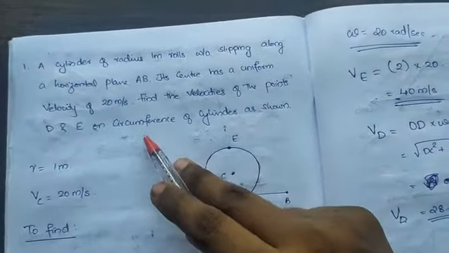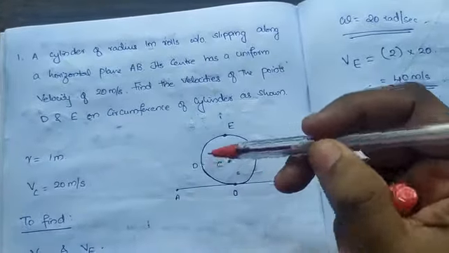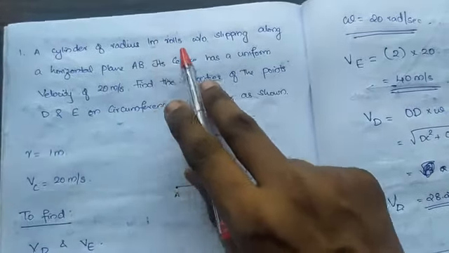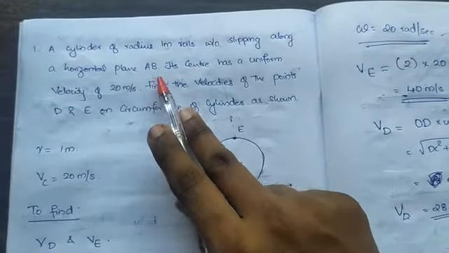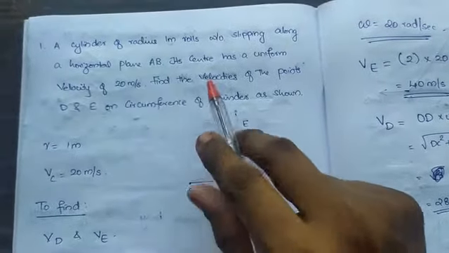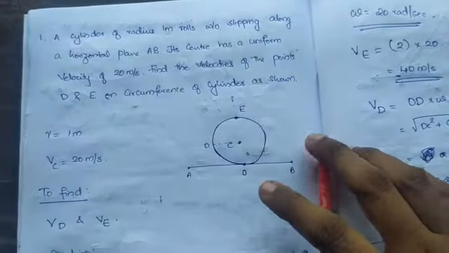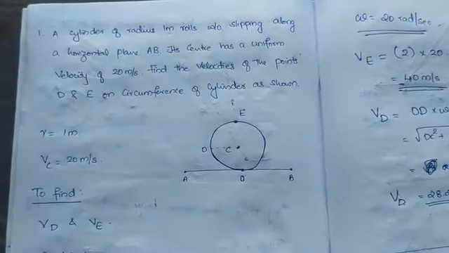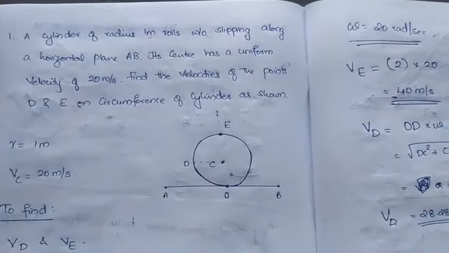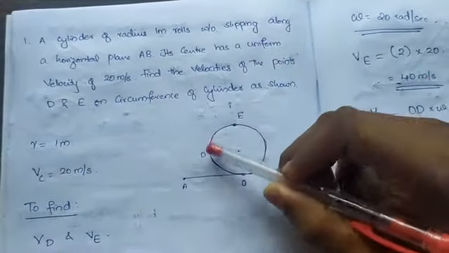The same problem we have done in the general plane motion first method, we are doing with the help of the instantaneous center method. A cylinder of radius 1 meter rolls without slipping along a horizontal plane AB. Its center has a uniform velocity of 20 meter per second. Find the velocities of the points D and E on the circumference of the cylinder as shown. So the same problem we have done in another method, right? Now you need to find the velocities at D and E.